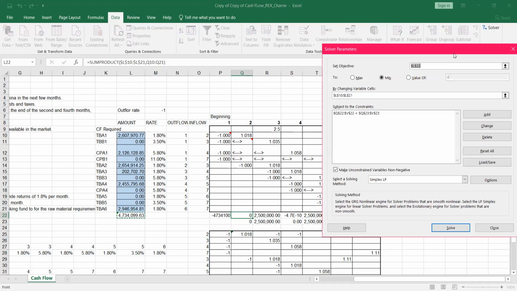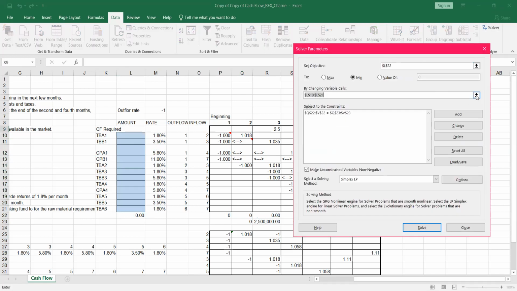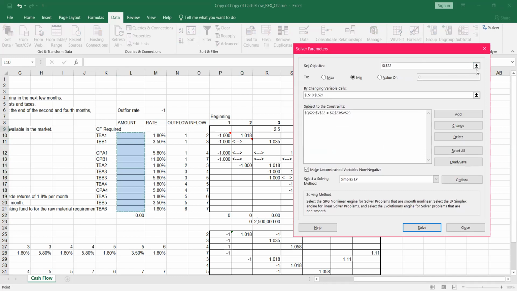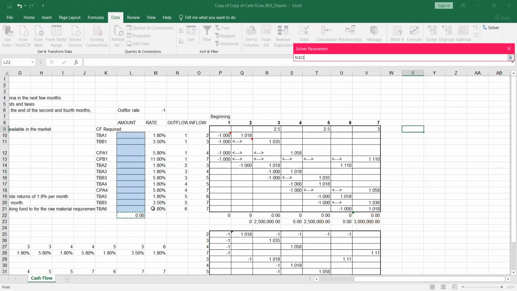Sige, ulitin natin. Kindly delete all your decision variables. I-escape mo muna. Delete mo siya. Okay, sige. Solver ulit tayo. Tapos, reset all mo muna. Reset all mo, sa baba yan. Okay, sige. Start tayo.